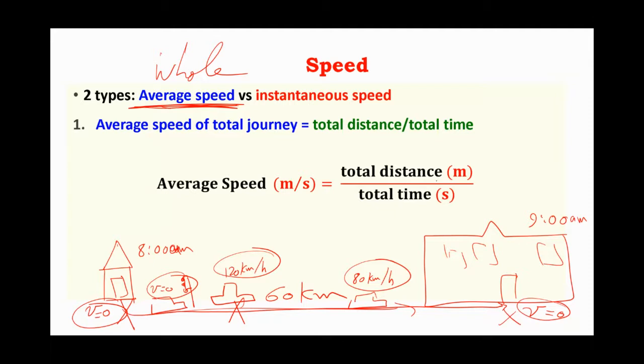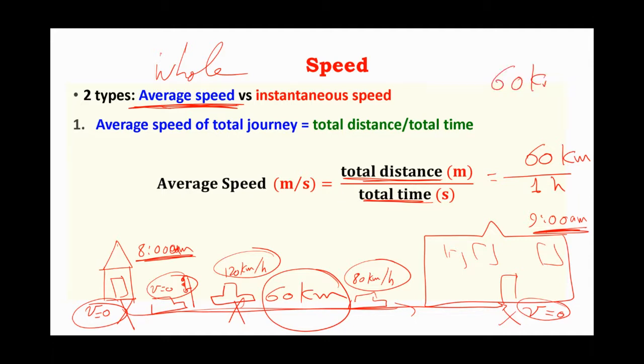The average speed is the total distance over the total time. So I divide the total distance, which I said is 60 kilometers, by the total time. You start at 8 o'clock and arrive at 9 o'clock, so the time is 1 hour. You can also say 60 minutes or 3,600 seconds, whatever unit you want to use, but let's keep it kilometer per hour. So 60 over 1 gives you 60 kilometers per hour. What is this 60? Is it my speed at this instant, or at the end, or at the beginning? No, it's not the speed at any instant. It's the average speed of my trip. You understand it, guys?